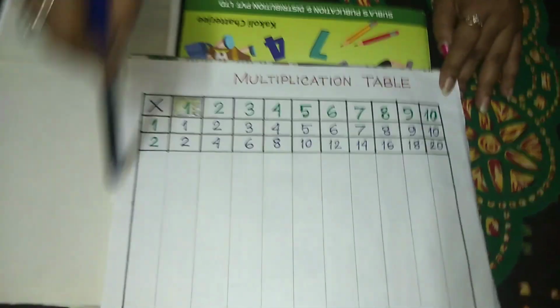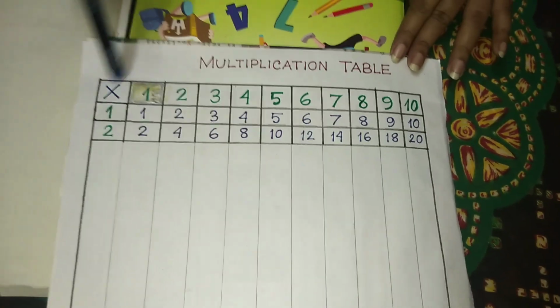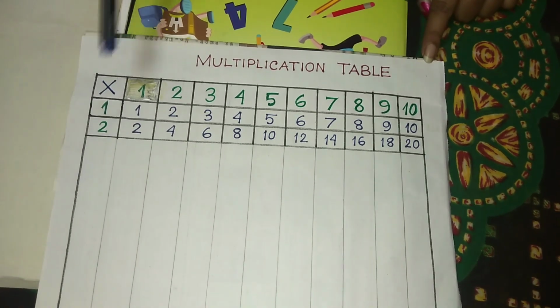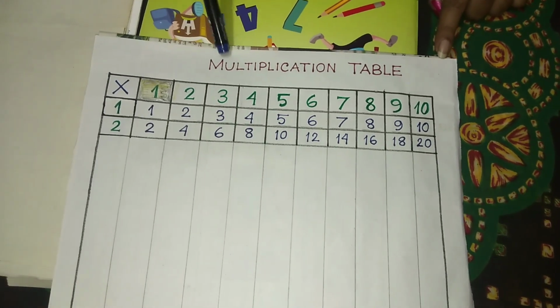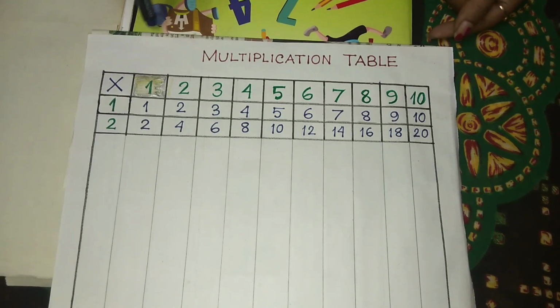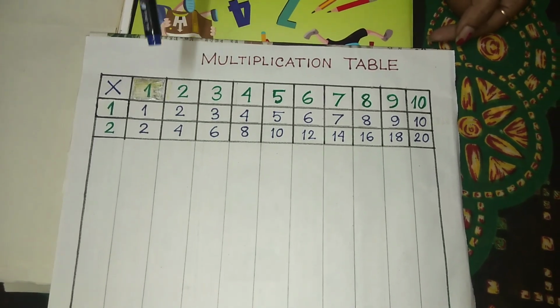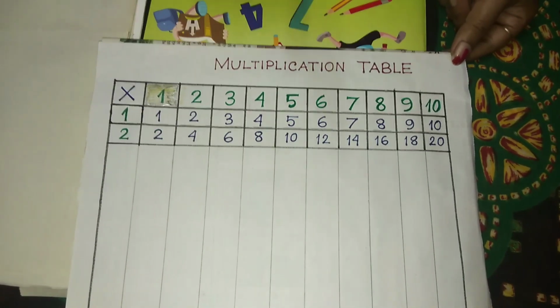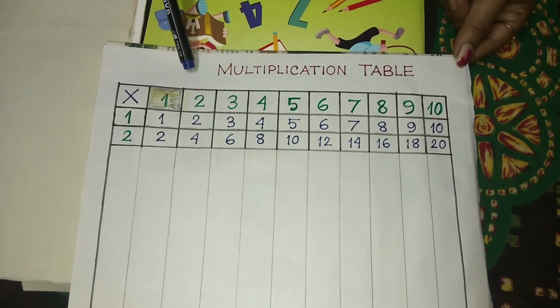Look here. You know this, it is a multiplication table, and this is the X symbol. The X symbol is the symbol of multiplication. Okay. So how can you read this? At first you read. Look, suppose table of 1. So you read like this.